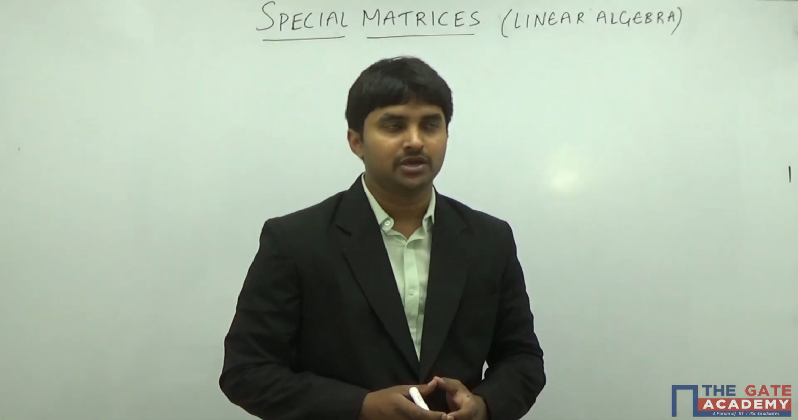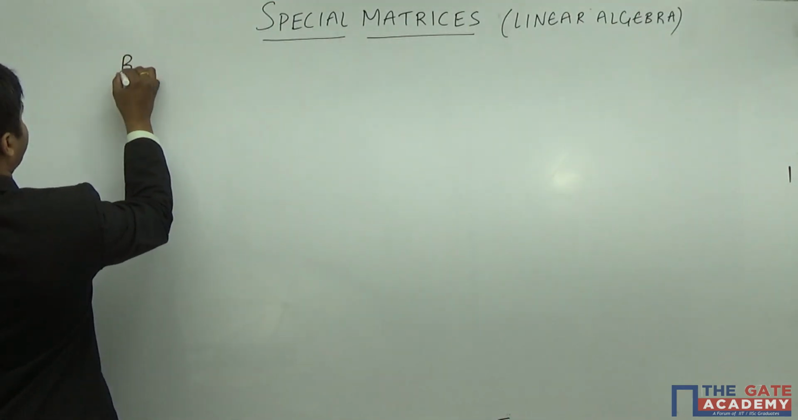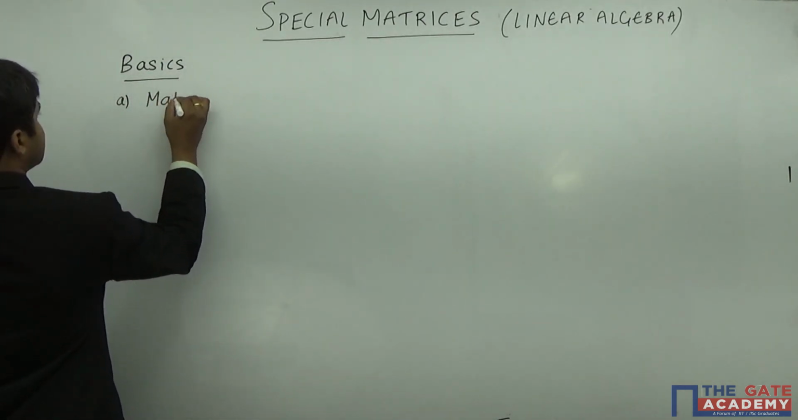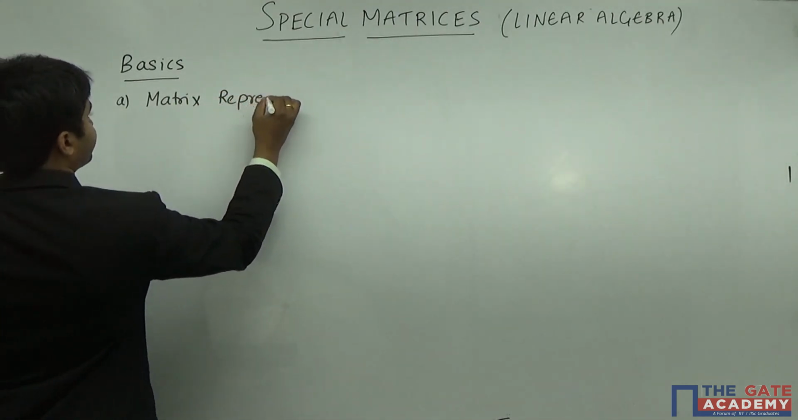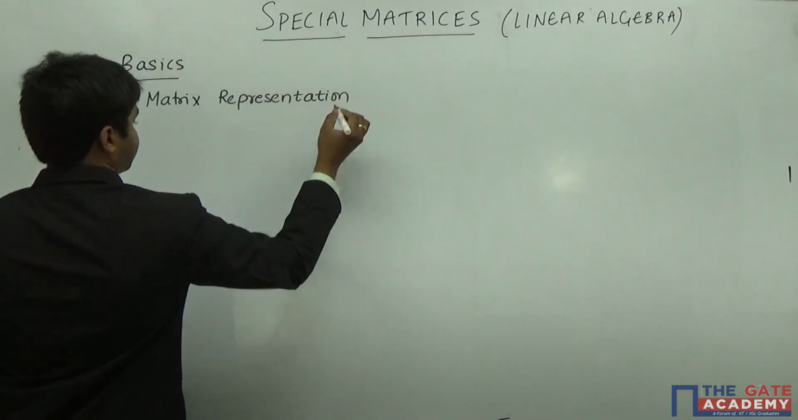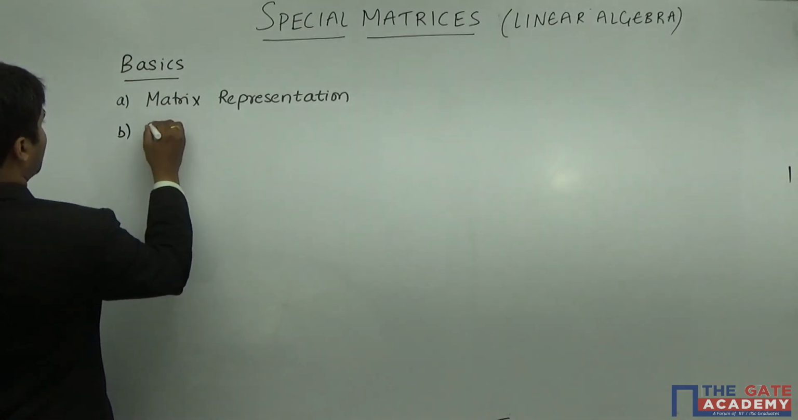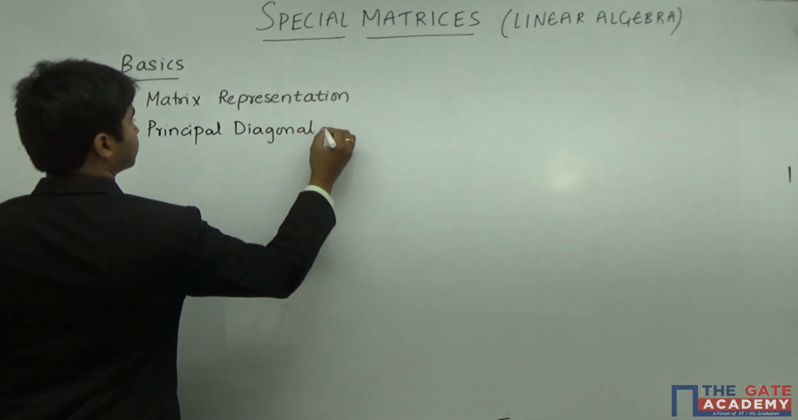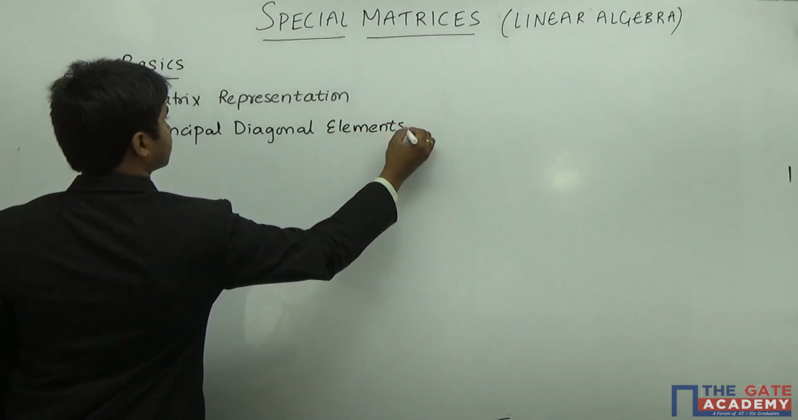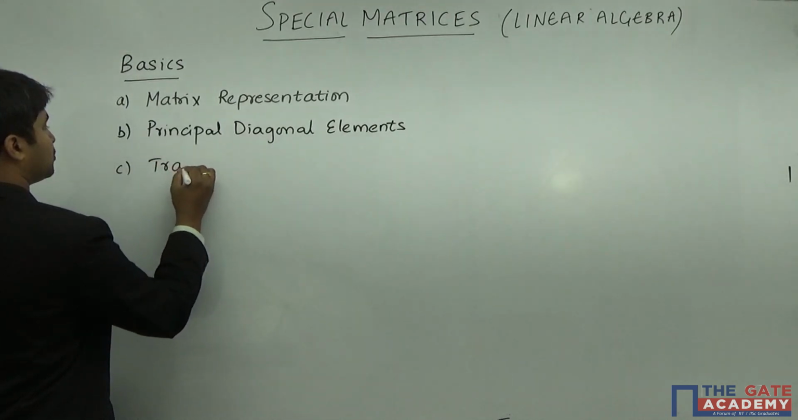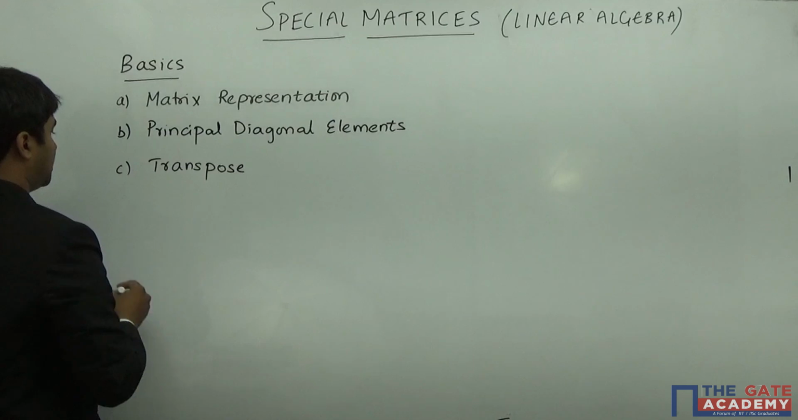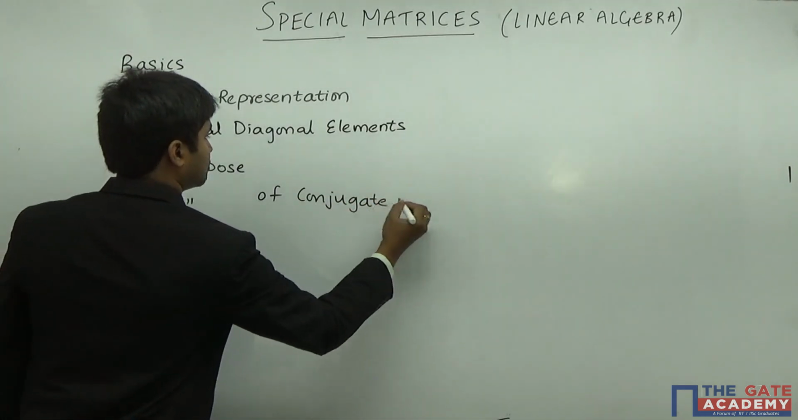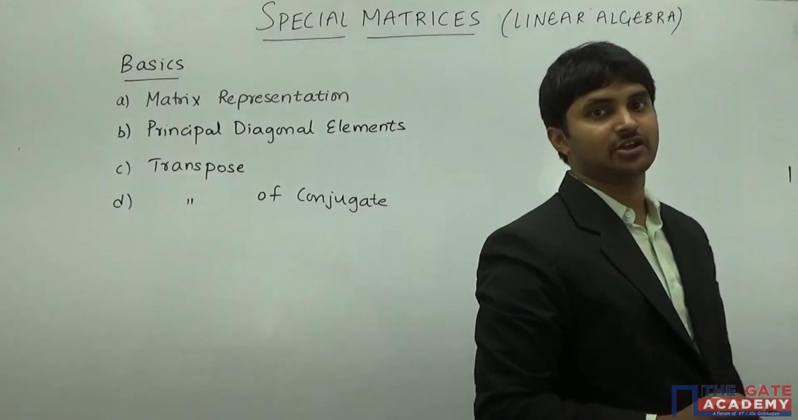of special matrices. The basics that are required to understand this concept are: you should know about the matrix representation, how the matrix is represented. Second, you should know what a principal diagonal element is. Third, we should know about the transpose of a matrix, what is the meaning of a transpose? And of course, we should also know about the transpose of the conjugate.